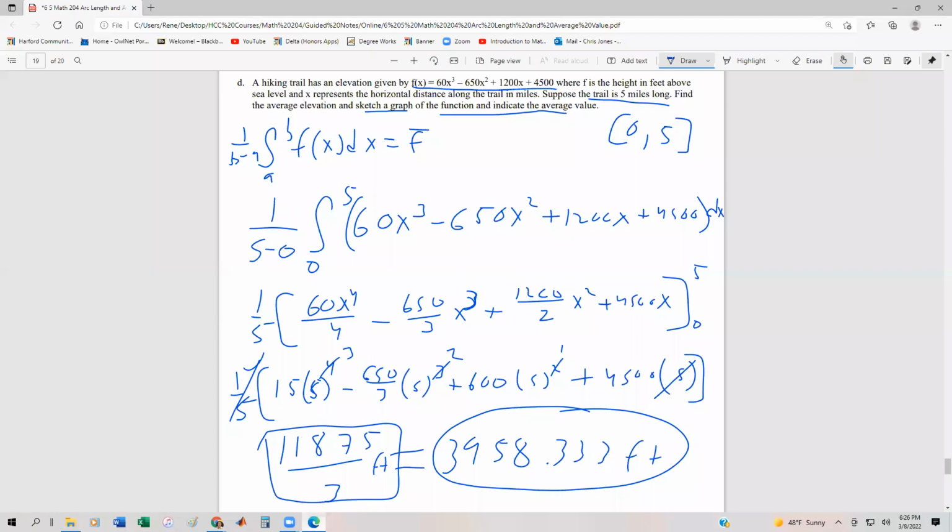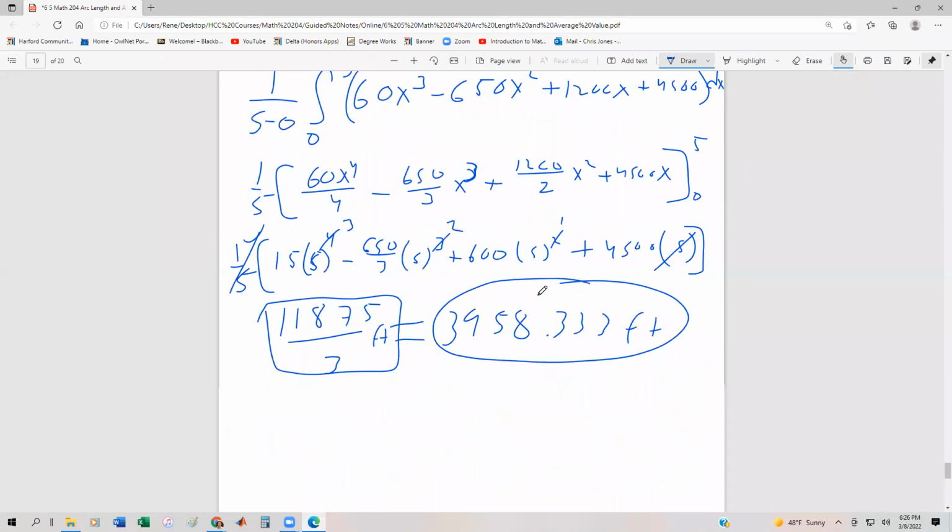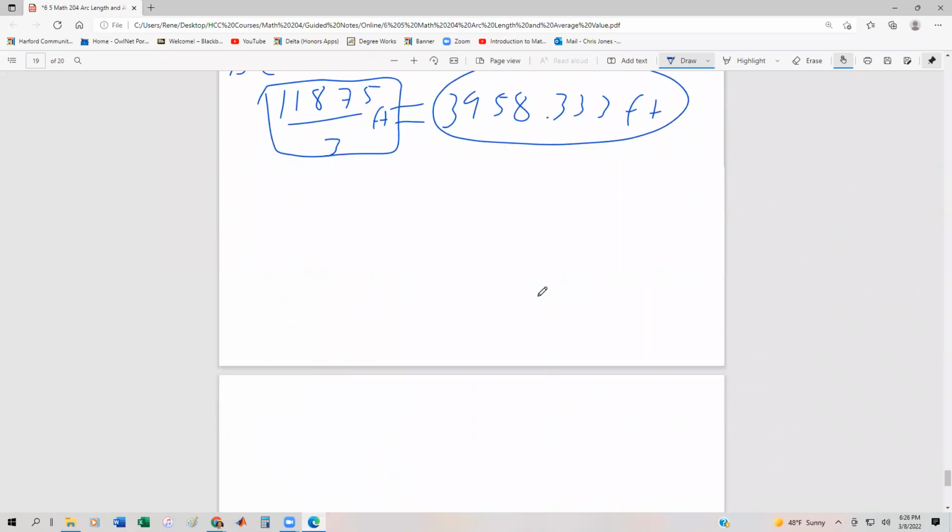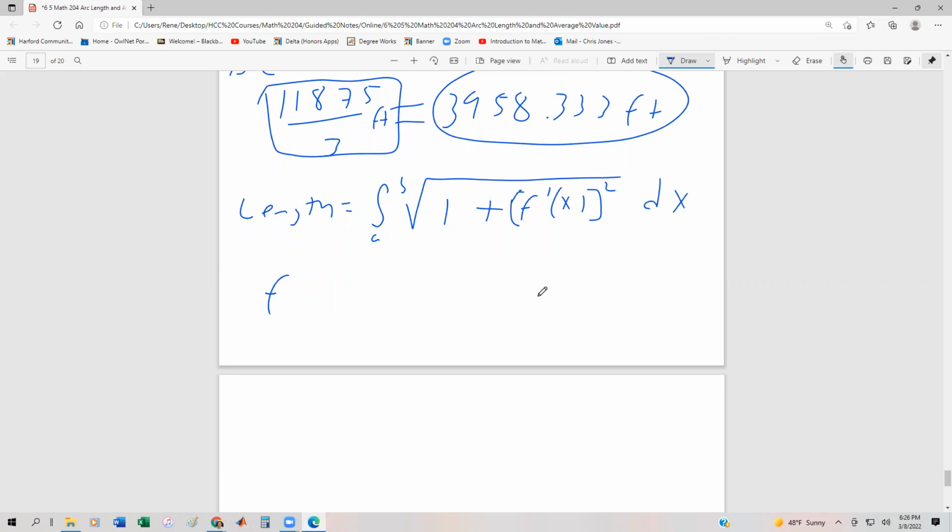So that's everything that we need to know about average value, and also arc length in this section. Just recall the two formulas that we had. We had our arc length, which was equal to the integral from a to b of the square root of 1 plus f prime of x squared dx. And then we also had the average value, which was equal to 1 over b minus a, integral from a to b of f of x dx. Make sure you have these two formulas available for you on the examination, and also when you're doing your practice problems as well.